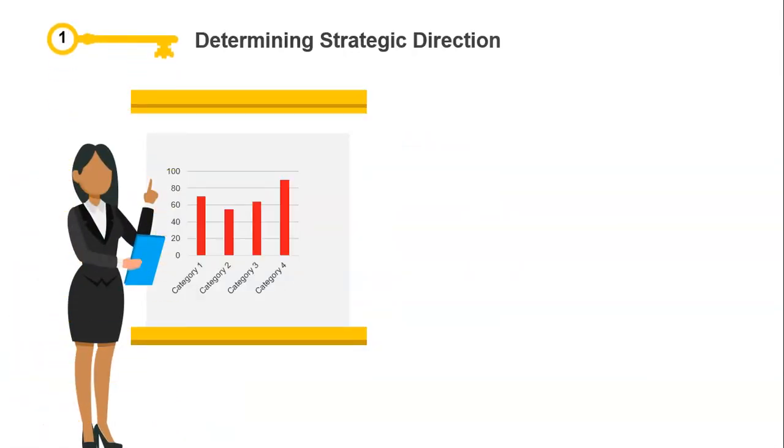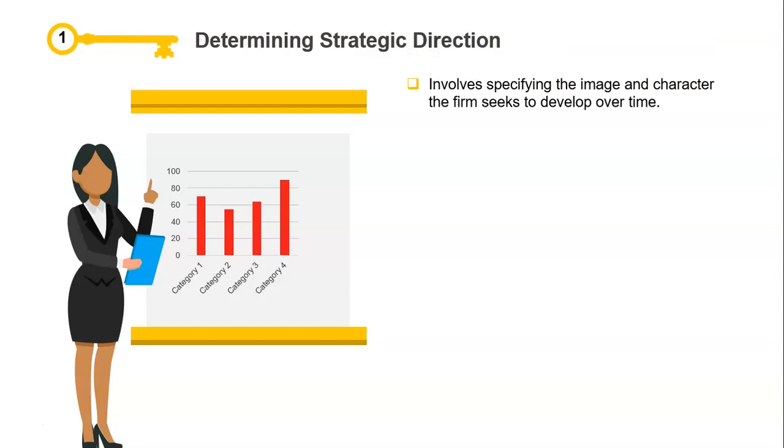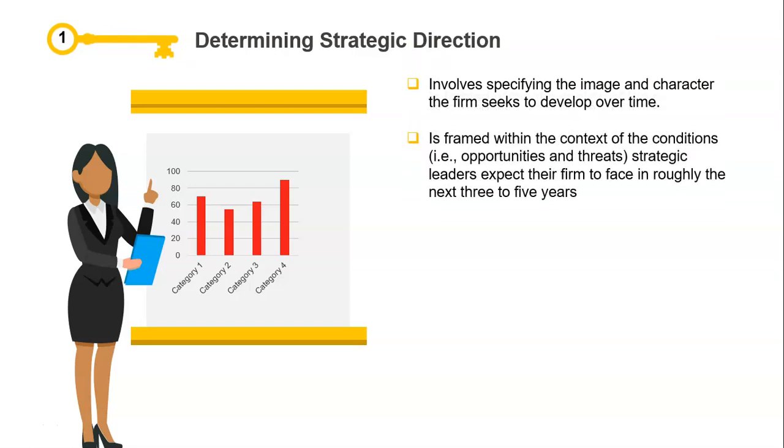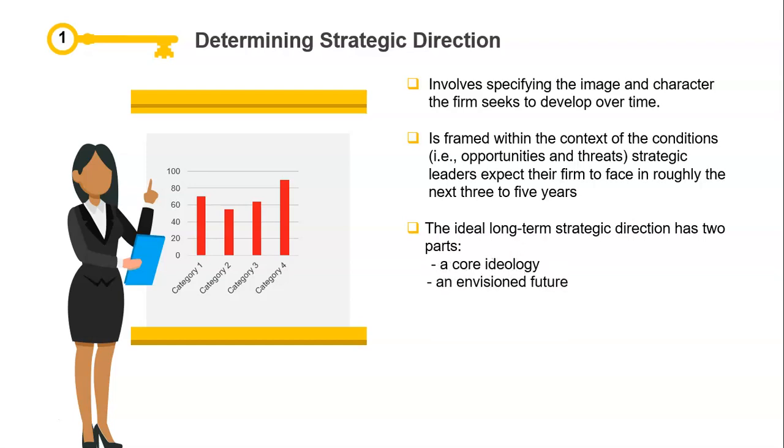So first, determining strategic direction. This involves specifying the image and character the firm seeks to develop over time. It is framed within the context of the conditions, that is the opportunities and threats, strategic leaders expect their firm to face in roughly the next 3 to 5 years. The ideal long-term strategic direction has 2 parts. A core ideology that is about how the company sees themselves, what is their history, and an envisioned future. Where do they see themselves going? So the ideology, you're looking at where we are now, and then the envisioned future is where we want to be.